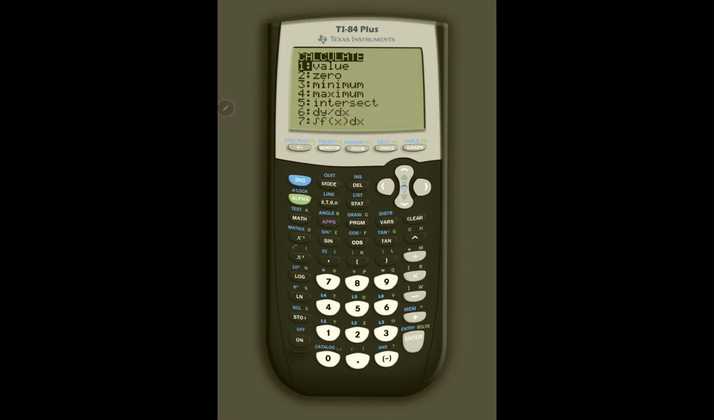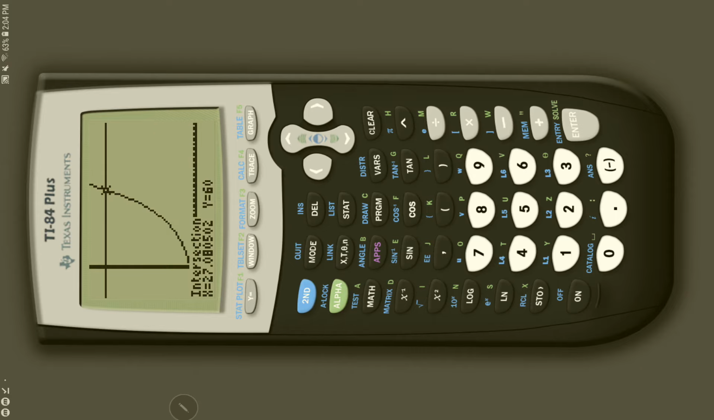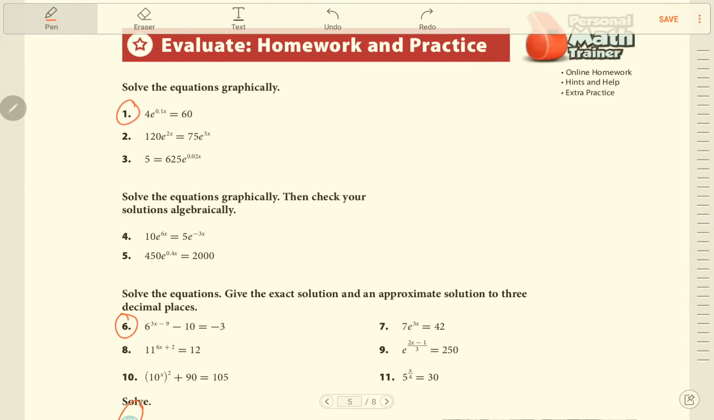So second trace, go down to intersect, and go over to the point of intersection and hit enter, enter, enter, and voila. About 27.08, we'll say. Okay, cutting off some decimal points there. So there's our approximate solution to the equation. All right, and that's solving it graphically.